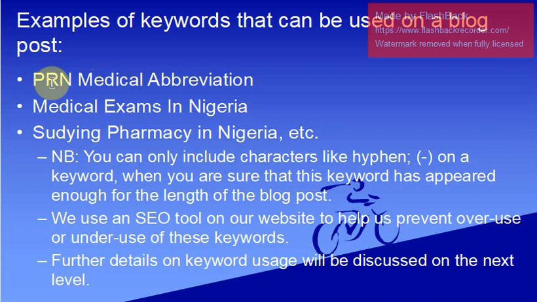So all these things are topics that people are searching for online, and they can serve as a keyword. These are pre-researched keywords that you can use to write a blog post, or to generate the topic for a blog post. Now you should know that you can only include characters like hyphen on a keyword when you are sure that this keyword has appeared enough for the length of the blog post. Now, on Medarchive Magazine, we use an SEO tool on our website to help us prevent overuse or underuse of these keywords. So further details on keyword usage will be discussed on the next level.